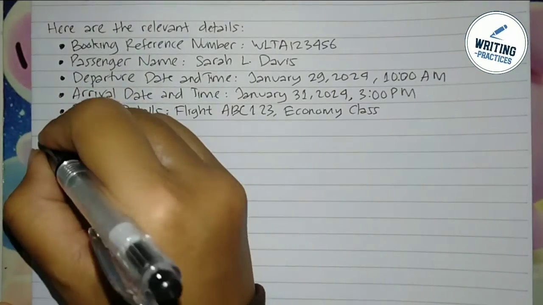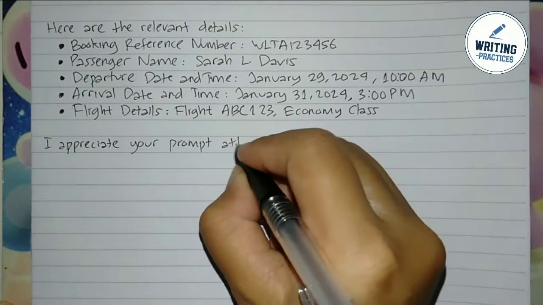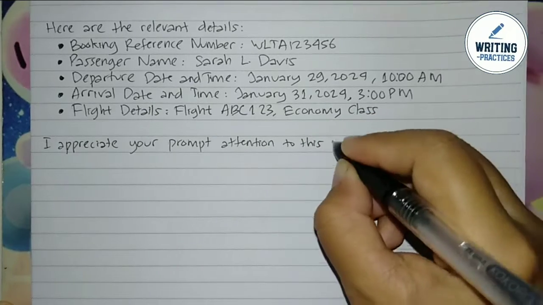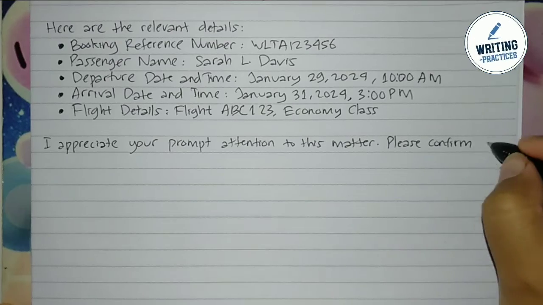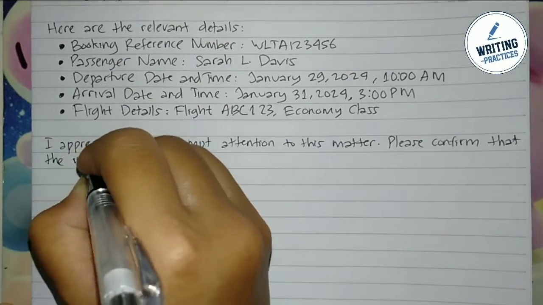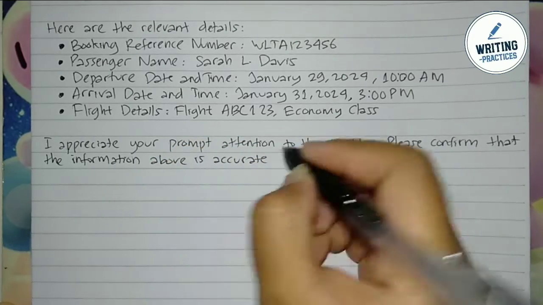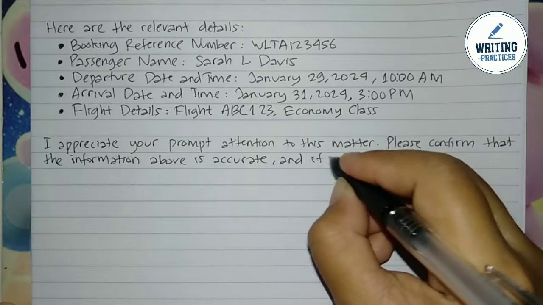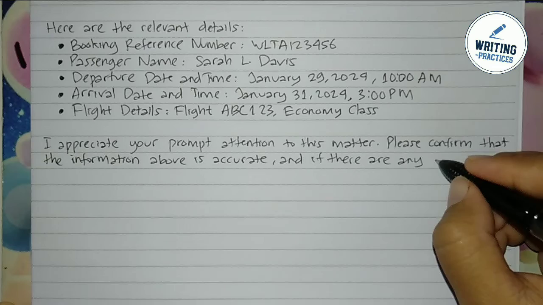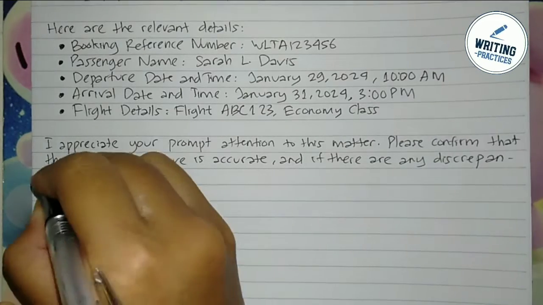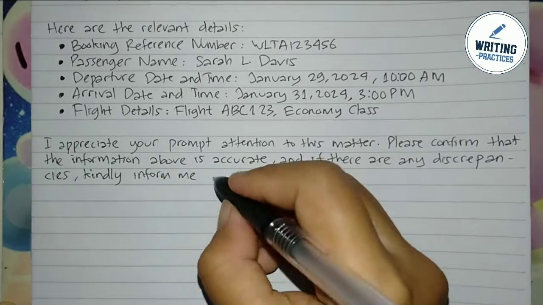In the third paragraph, you can write your confirmation request. Yes, you need to request confirmation from the travel agency that the provided information is accurate. You may write something like, "I appreciate your prompt attention to this matter." Besides that, you need to invite the agency to inform you promptly if there are any discrepancies. You may write, "Please confirm that the information above is accurate. And if there are any discrepancies, kindly inform me as soon as possible."